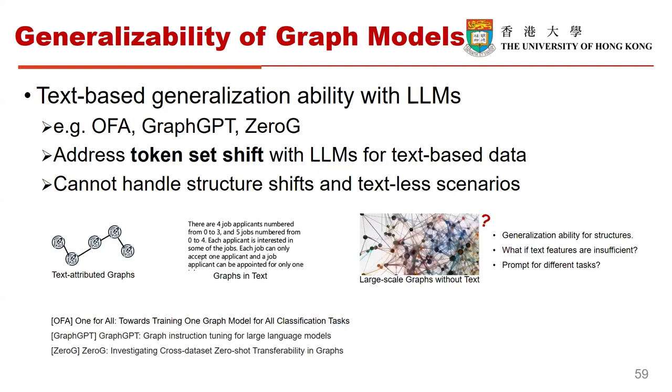So to address this heterogeneity in graph token sets, LLM methods for graphs have realized text-based generalization by leveraging the universal text embedding space. No matter what kinds of nodes and edge types are there, these methods learn unified node embeddings based on text representations. Such methods include OFA, our GraphGPT, and ZeroG. However, these methods are highly reliant on textual data. They cannot handle structure shifts and textless scenarios.